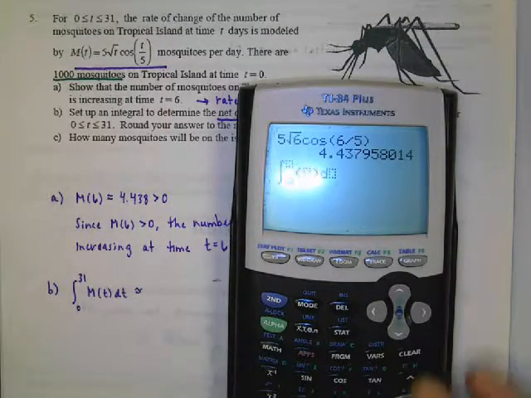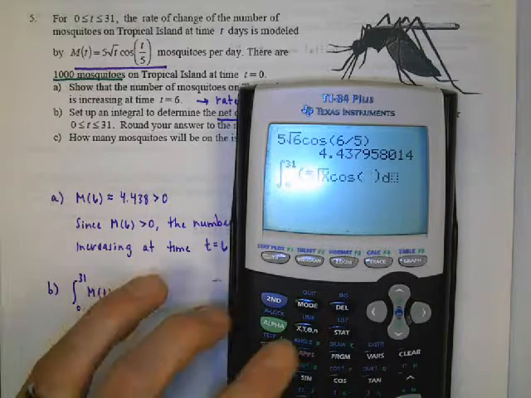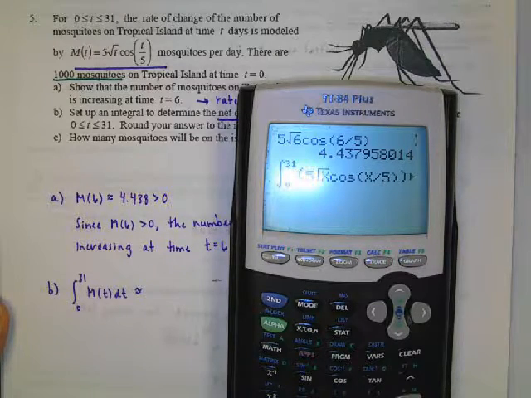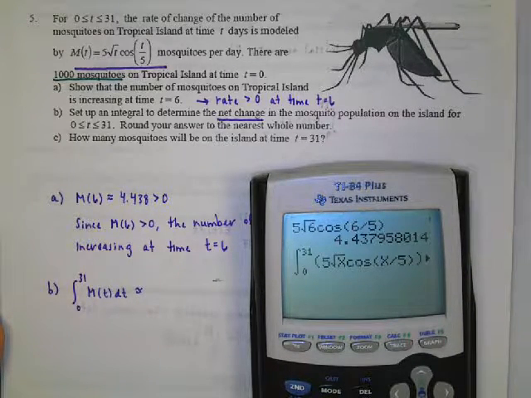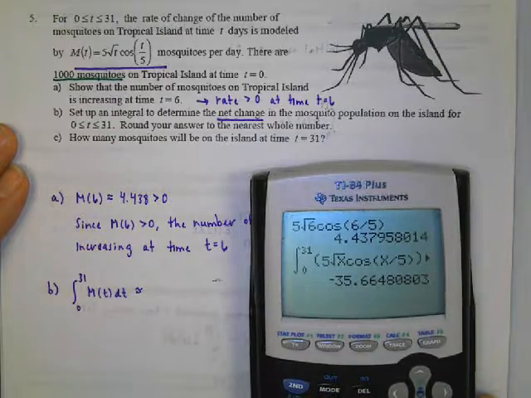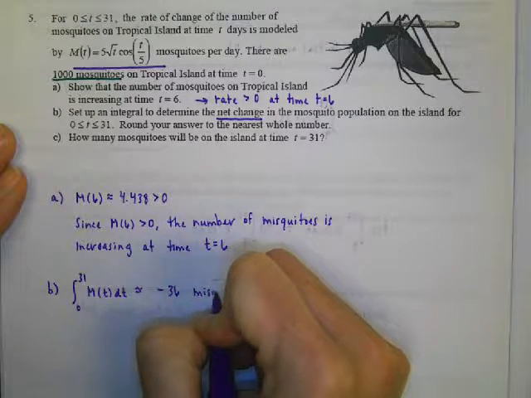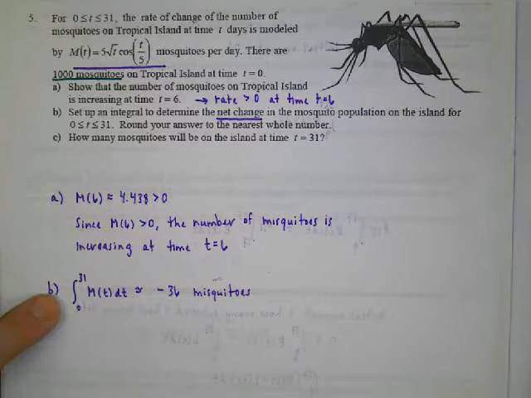So now we're integrating from 0 to 31. We've got 5 times the square root of x times cosine of x divided by 5 dx. Let's see what we get. All right, so rounding our answer to the nearest whole number, it's approximately negative 36. What that's telling me, since it's negative, is that over that time period, the number of mosquitoes has actually gone down.